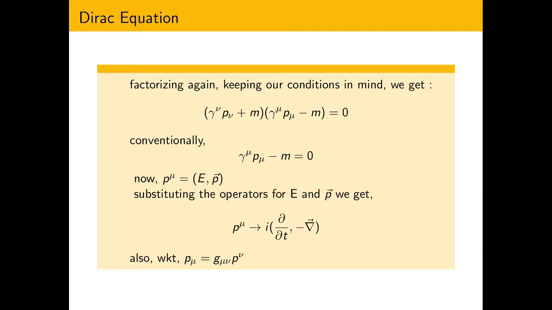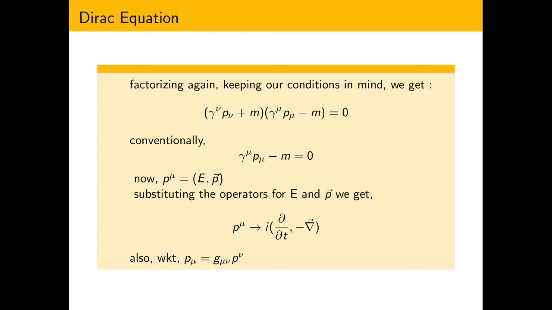So factoring again, we have this equation. Conventionally we take the minus term to be c0, so that's what we've done here in the next part. Now we are going to take this, which is a classical observable, and convert it into a quantum operator. We know that the contravariant vector p mu is E comma p vector.